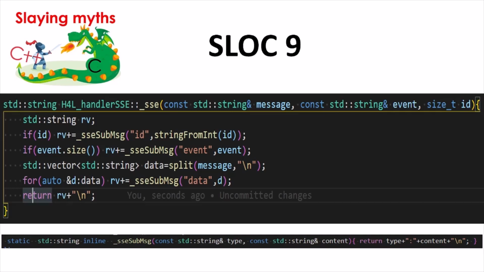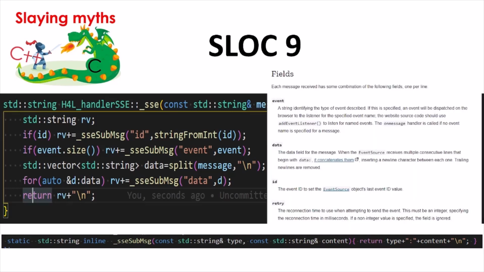So the code that actually lives in my replacement library is what you're looking at, which is 9 lines, including a tiny little sub-message function which does nothing more than concatenate the type, the colon separator, the content of the tag, and a new line. And really, that is all there is to it. Now, when you look at that and remind yourself of what it's doing, it becomes quite obvious, doesn't it?